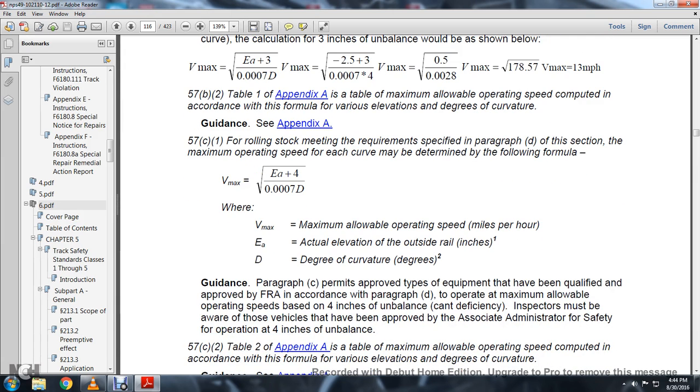Once again, Vmax is the maximum allowable operating speed, based on the actual elevation outside of the rail and the degree of curvature. 57C1, the rolling meeting of the requirements specified in paragraph D of the section, the maximum operating speeds for each of the curves determined with the following. Maximum allowable operating speed is equal to the actual elevation outside the curve, outside the rail, plus 4, divided by the degree of curvature.